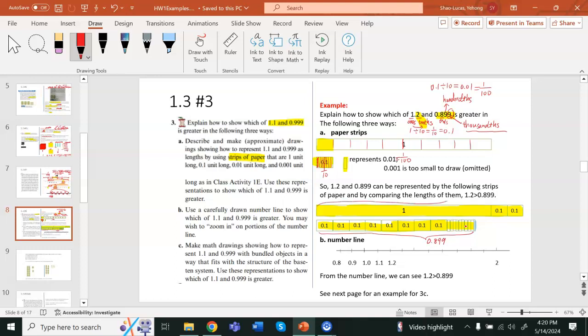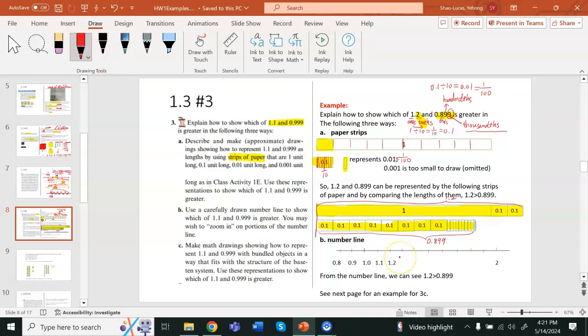But the top one, this whole piece, represents 1.2. Now, when you teach in class, you actually use the real paper strips and you line up the left end, and you can see the paper strip for 1.2 is this much longer than the paper strip of 0.899, which tells us, okay, 1.2 is bigger. So the students actually can see 1.2 is a longer paper strip than 0.899, which means 1.2 is bigger. Okay, so that's the first method. And the next method, the number line method, is easy as long as students understand that.